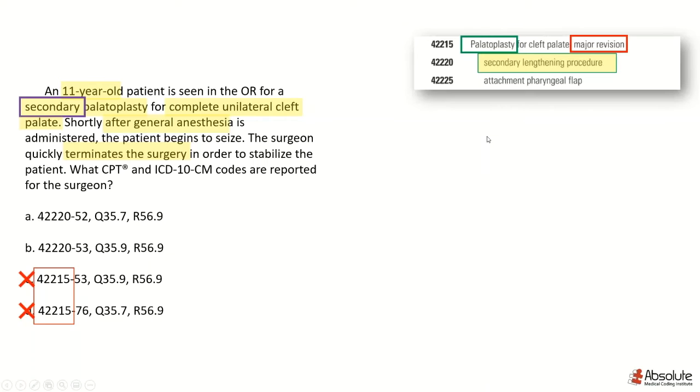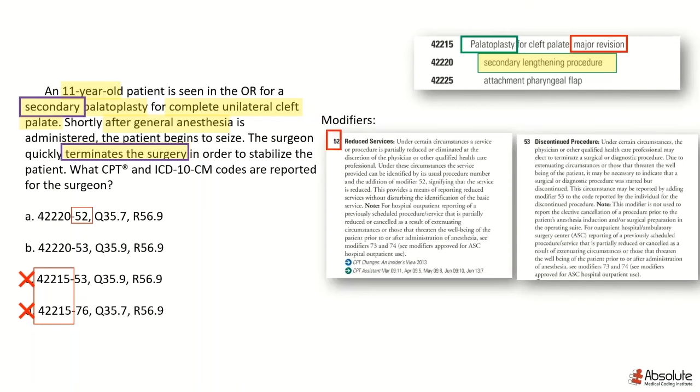All right, so 42220, secondary lengthening procedure. We got that. You guys were clear. It's the difference between that 52 and 53. Well, 52 is for reduced services. It's for partially reduced or eliminated. Okay, the service is reduced, meaning that for whatever reason, the physician has decided under certain circumstances, at their discretion, to either eliminate or reduce it, meaning they're going to just not quite do everything.